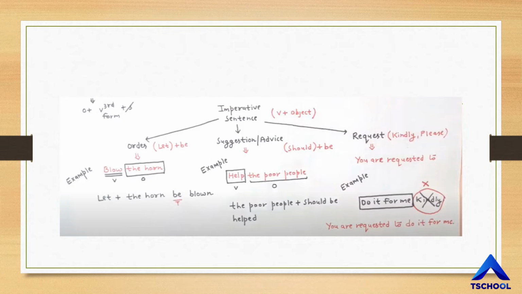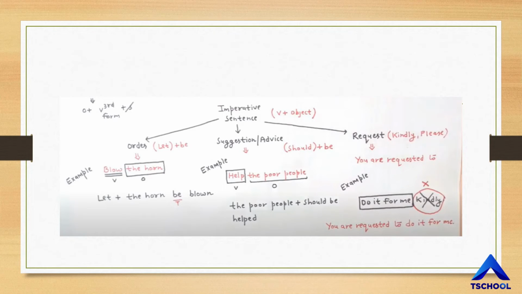The horn is at last, so it will come previously. Let the horn be blown. Blow is the second form of the verb. While changing from active to passive, the verb will always remain in the third form. Blow, blown. So the answer is let the horn be blown. I hope the concept is clear.